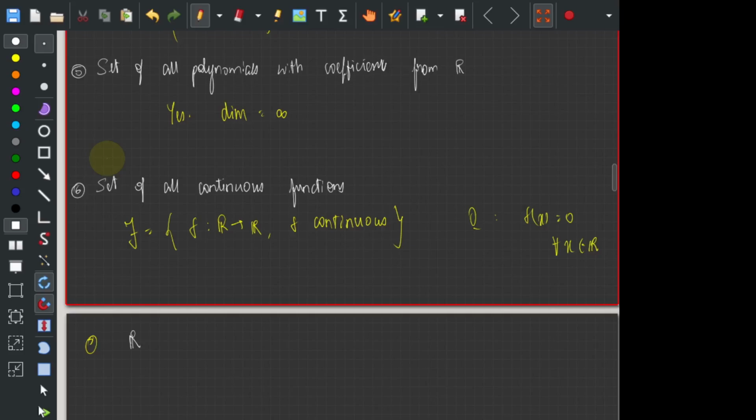Can you write e to the 2x as some constant times e to the x? You can't. Right? So they are linearly independent. So that's number one, they have to be linearly independent. Secondly, they have to span the space. So in this sense, what is meant by span? You should be able to write any vector as a linear combination of finitely many vectors in your basis. Okay. So if this is possible, then that forms the basis.